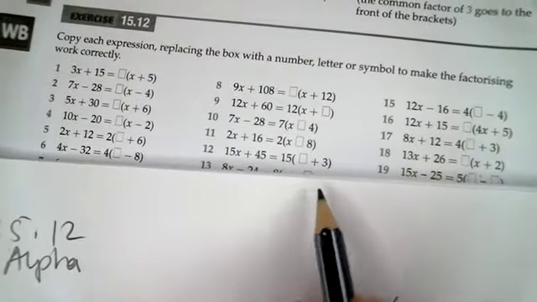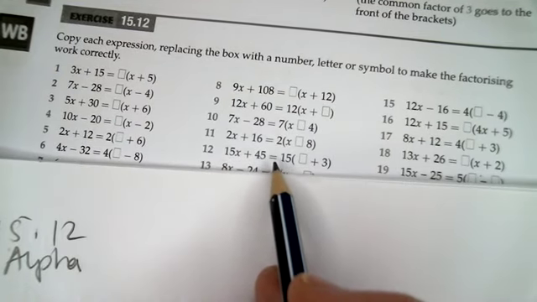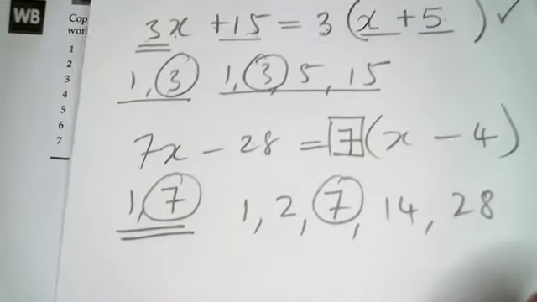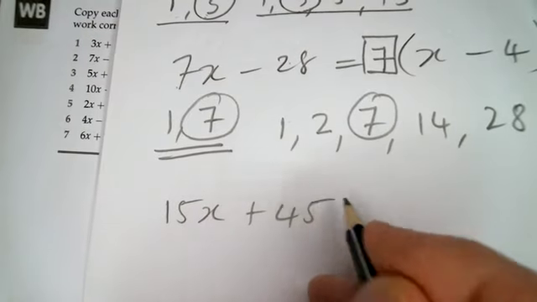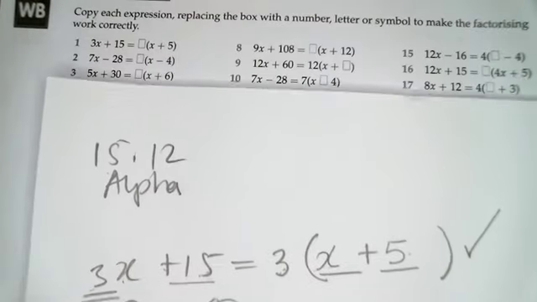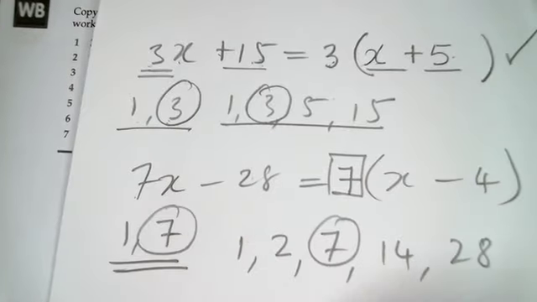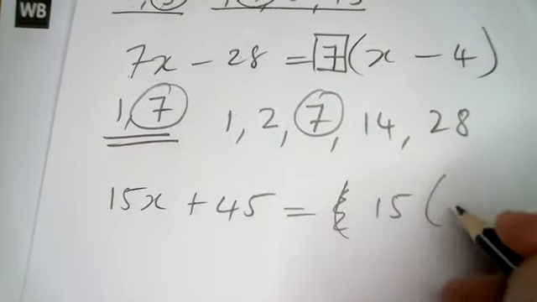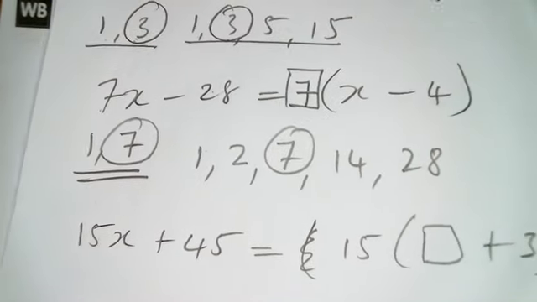Let's go for, oh, I like this one here. 15x plus 45. And again, it gives you 15 times something plus 3.